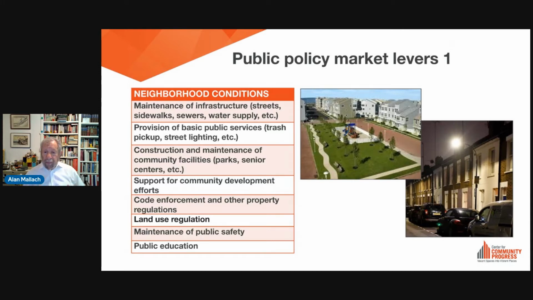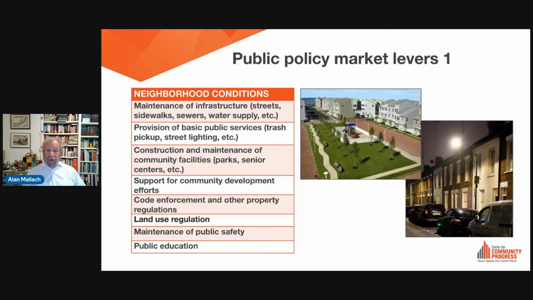Everything from, does a street have shade trees? Is the street falling apart, or is it freshly paved? Are the sidewalks walkable, or are you likely to trip over something every few feet? Is garbage picked up regularly? Is there enough street lighting so that people can feel safe when they're walking? Are parks in good shape?